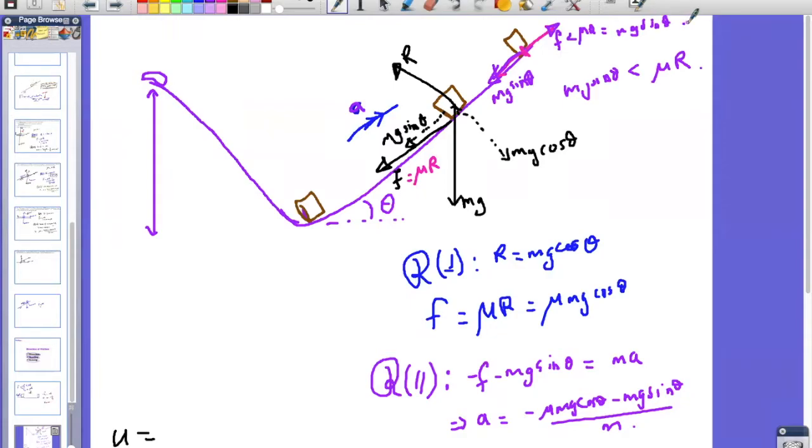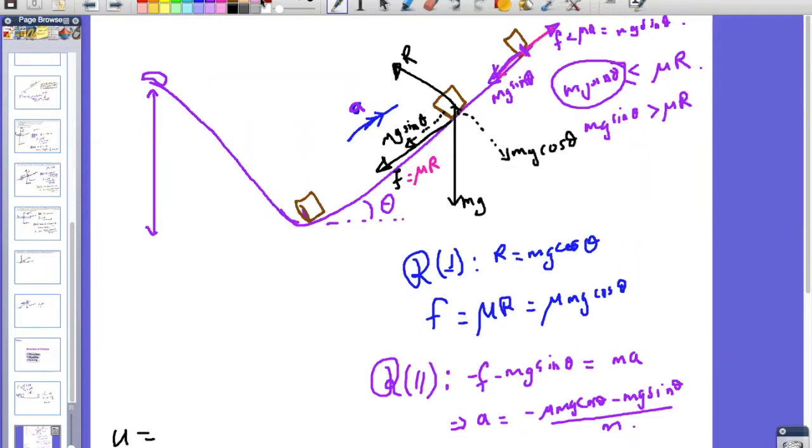So actually, to determine whether the object stays at rest here or slides back down, you just have to determine whether mg sin theta is bigger than mu R or is smaller than or equal to mu R. If mg sin theta is equal to mu R, then the object will stay here. It will not slide down. But if mg sin theta is bigger than mu R, then the object will accelerate back downwards, right?